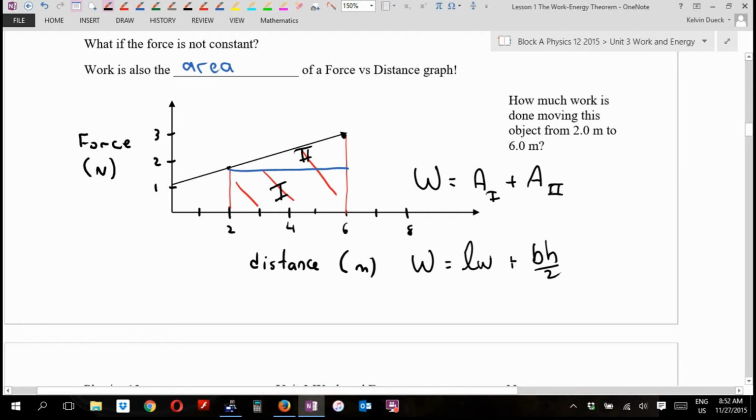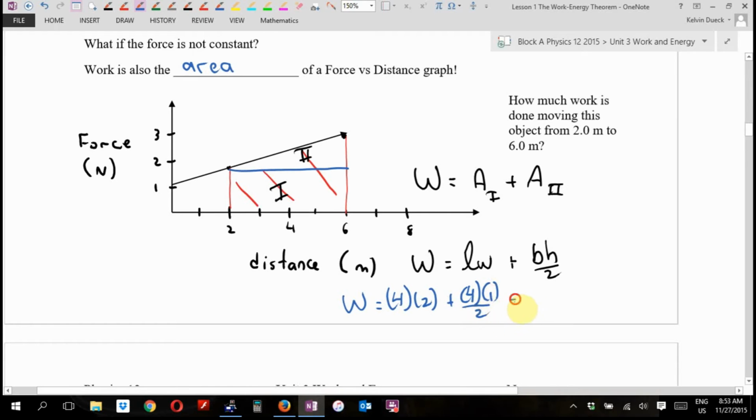That one is on your formula sheet somewhere. I think it's on the same page as the quadratic equation and all that stuff. Anyways, let's plug and chug here. Work equals, how long is the rectangle? I think 4, yes? What's the height of the rectangle? 2. Plus, how long is the triangle? Also 4. How high is the triangle? Careful, I think just 1, right? Goes from 2 to 3.